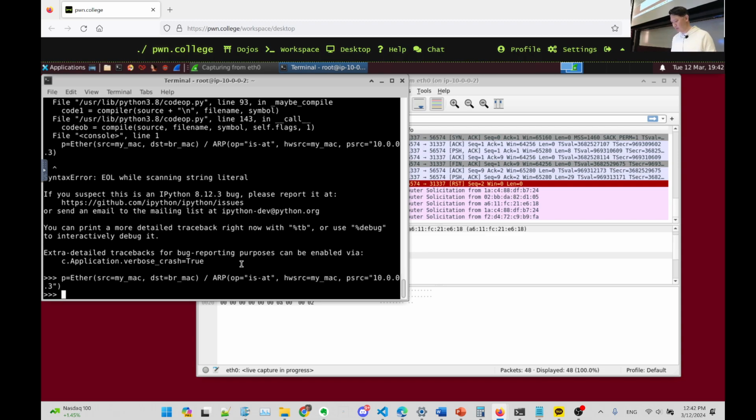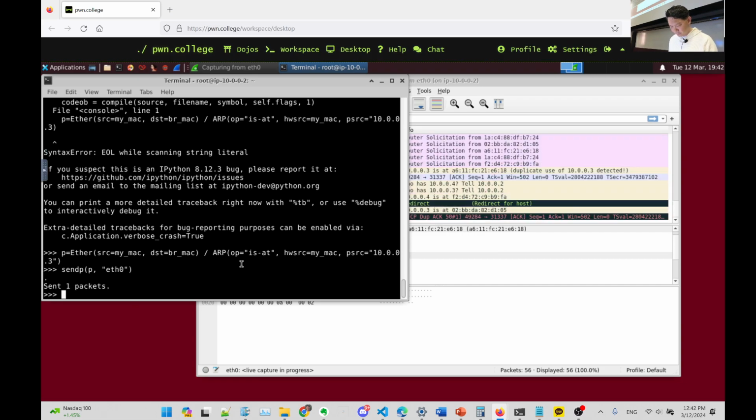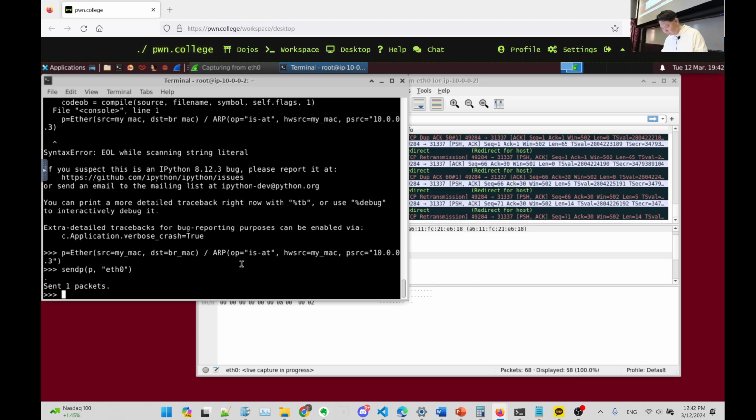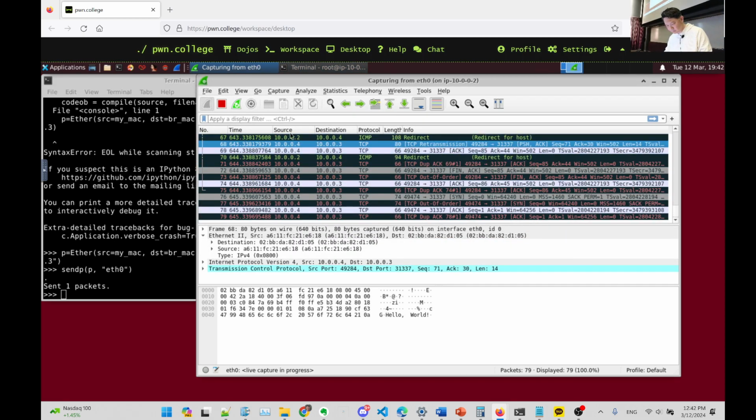Okay, let's send this packet to 10.0.0.3. So what's the function for sending? Send p, right? The packet and interface e the 0. Okay, send.